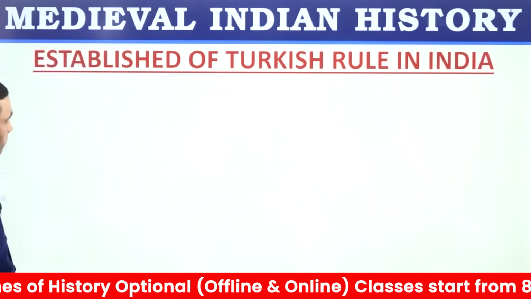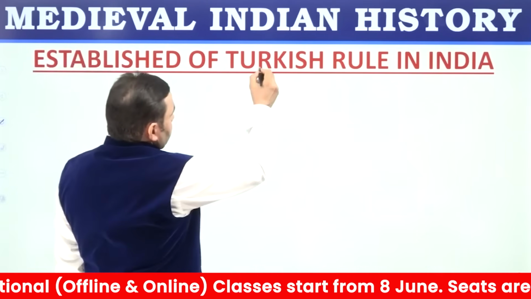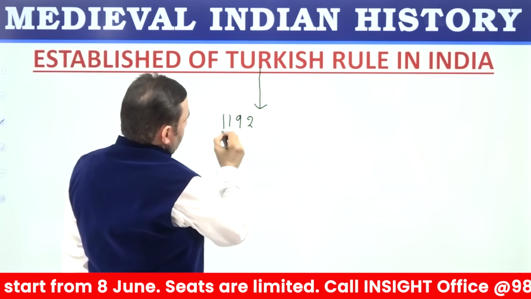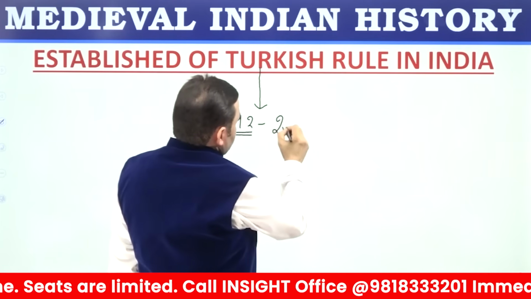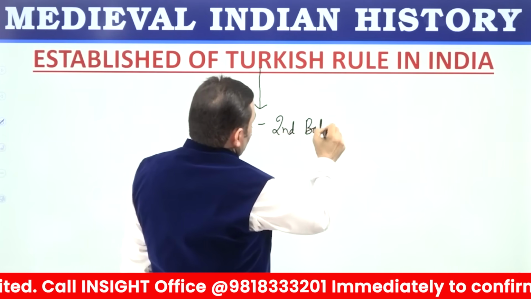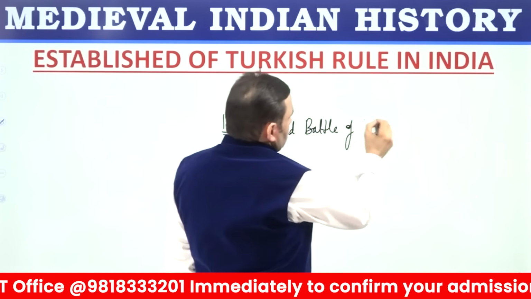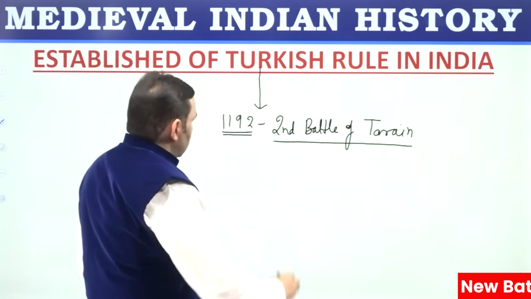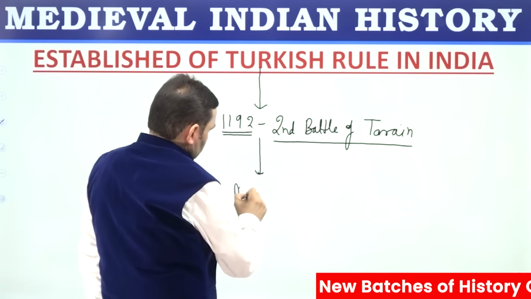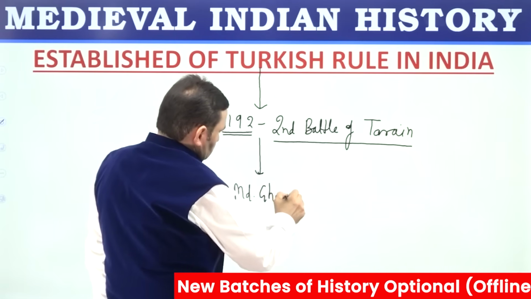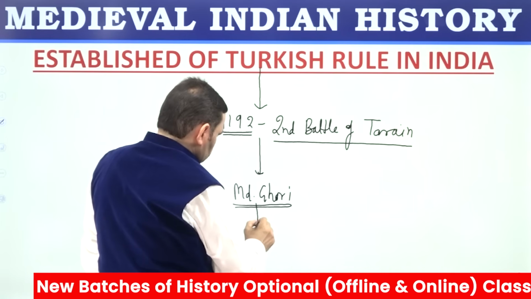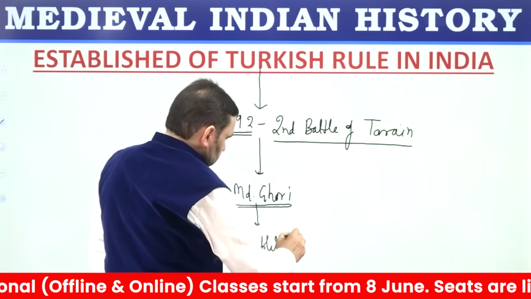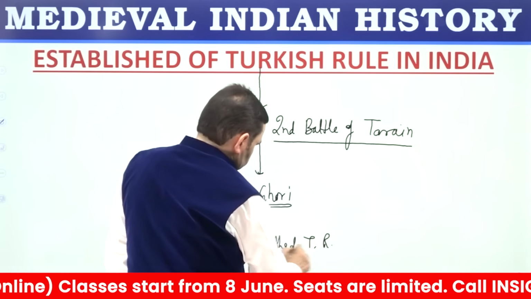Establishment of Turkish rule. Connecting from the beginning of the class once again, 1192 was the year the Second Battle of Tarain took place. Tarain is a place in Haryana of today near Karnal. Muhammad Ghori defeated Prithviraj Chauhan, and he was the founder. He established Turkish rule in India.